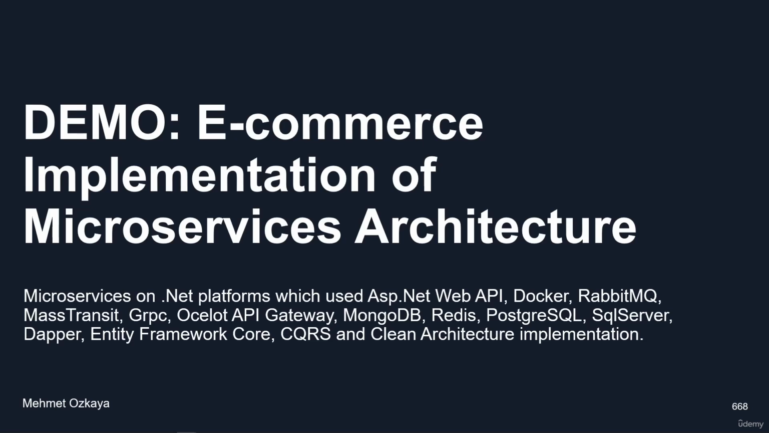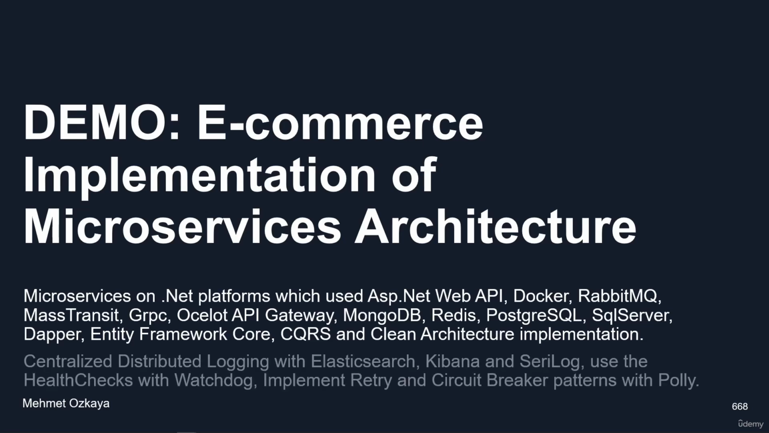microservices using ASP.NET, Docker, RabbitMQ, MassTransit, gRPC, Ocelot, MongoDB, Redis, PostgreSQL, SQL Server, Dapper, Entity Framework Core, CQRS and clean architecture technologies, patterns and principles. It also includes cross-cutting concerns like centralized distributed logging with Elasticsearch, Kibana, Serilog, and health checks with Watchdog, implementing the retry and circuit breaker patterns that we learned in the previous section.